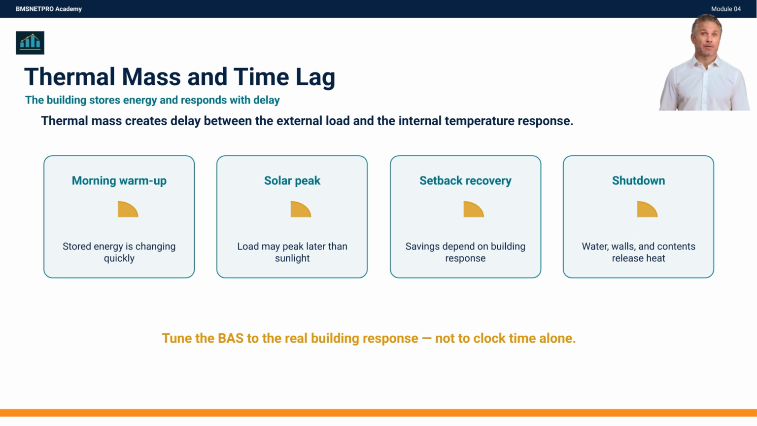It is also why peak cooling load may occur after peak sunlight. The building absorbs solar energy first and releases it later. For BAS scheduling, this matters. A night setback may save energy in one building, but create an expensive recovery period in another. A shutdown may look good for 1 hour and create comfort complaints 2 hours later.